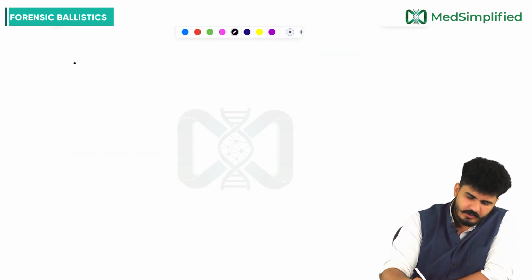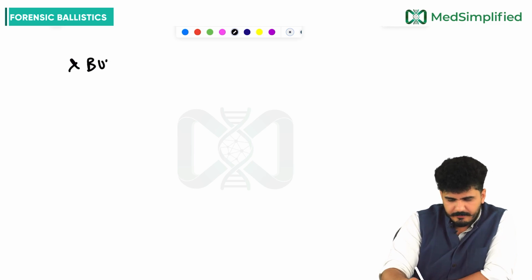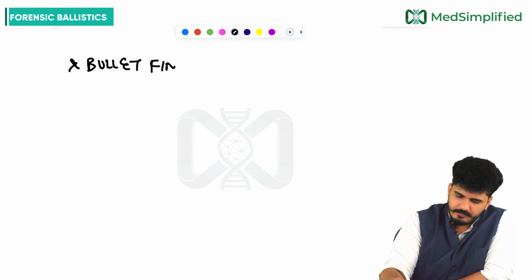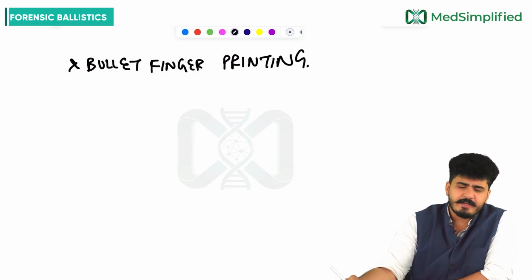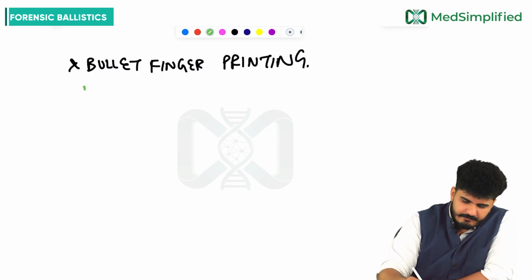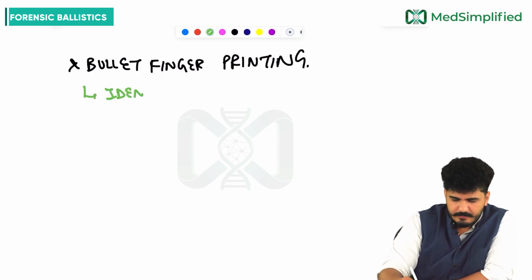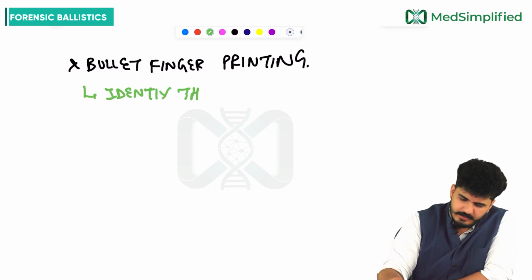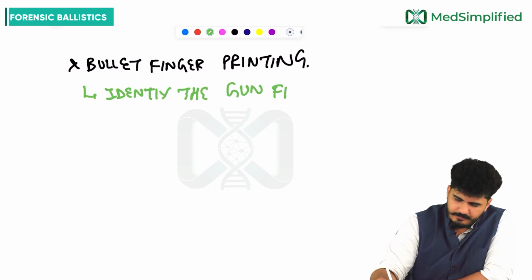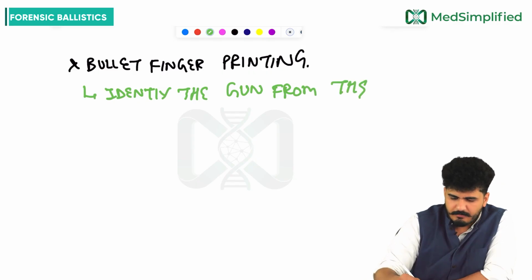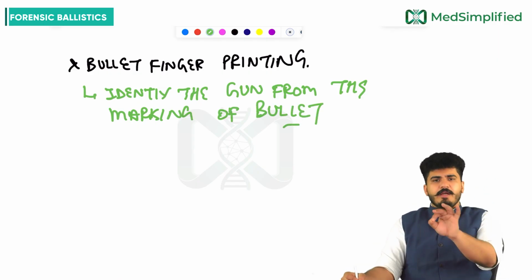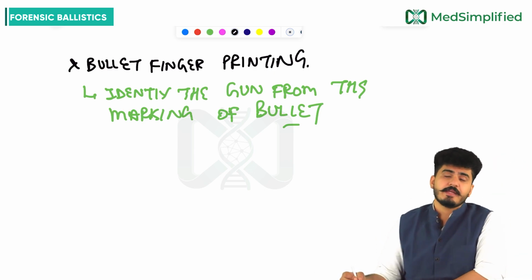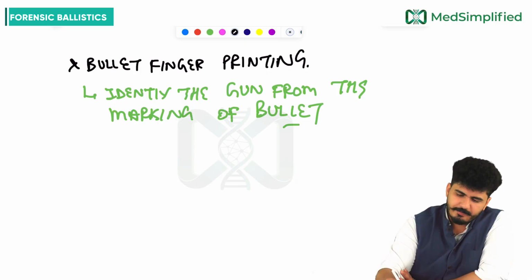Now we'll be learning about the topic called bullet fingerprinting. In bullet fingerprinting, we can identify the gun from the markings of the bullet. With the markings of the bullet, we come to know from which firearm it was fired. So this is called bullet fingerprinting.